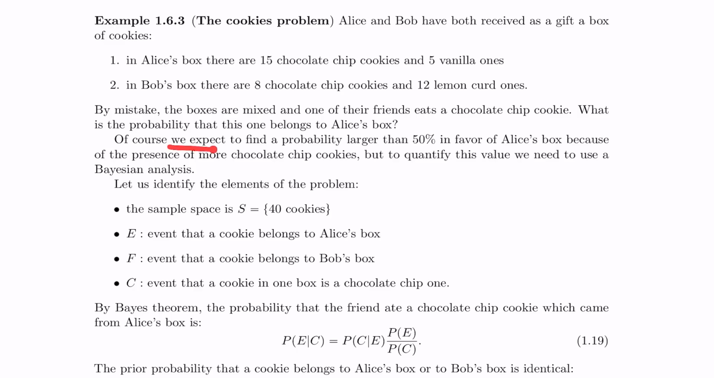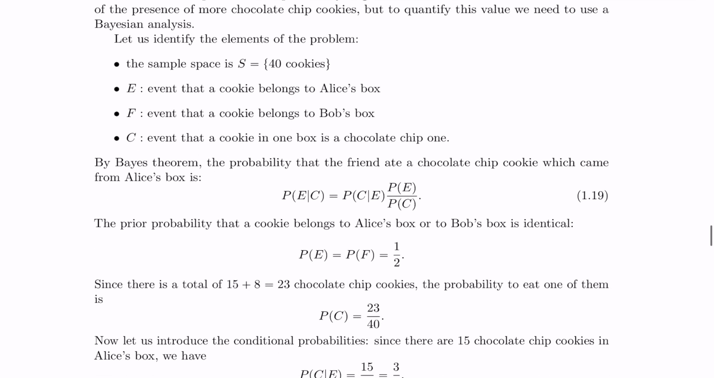Of course, we expect to find a probability larger than 50% because of the presence of more chocolate chip cookies in Alice's box. However, to quantify this value, we need to use Bayes' theorem. The elements of the problem are the following. The sample space S is given by the 40 cookies belonging in the two boxes. Then we have the events E and F, which are the fact that a cookie belongs to Alice's box or Bob's box, respectively. Finally, we have the event C, that is, a cookie in one box is a chocolate chip one.